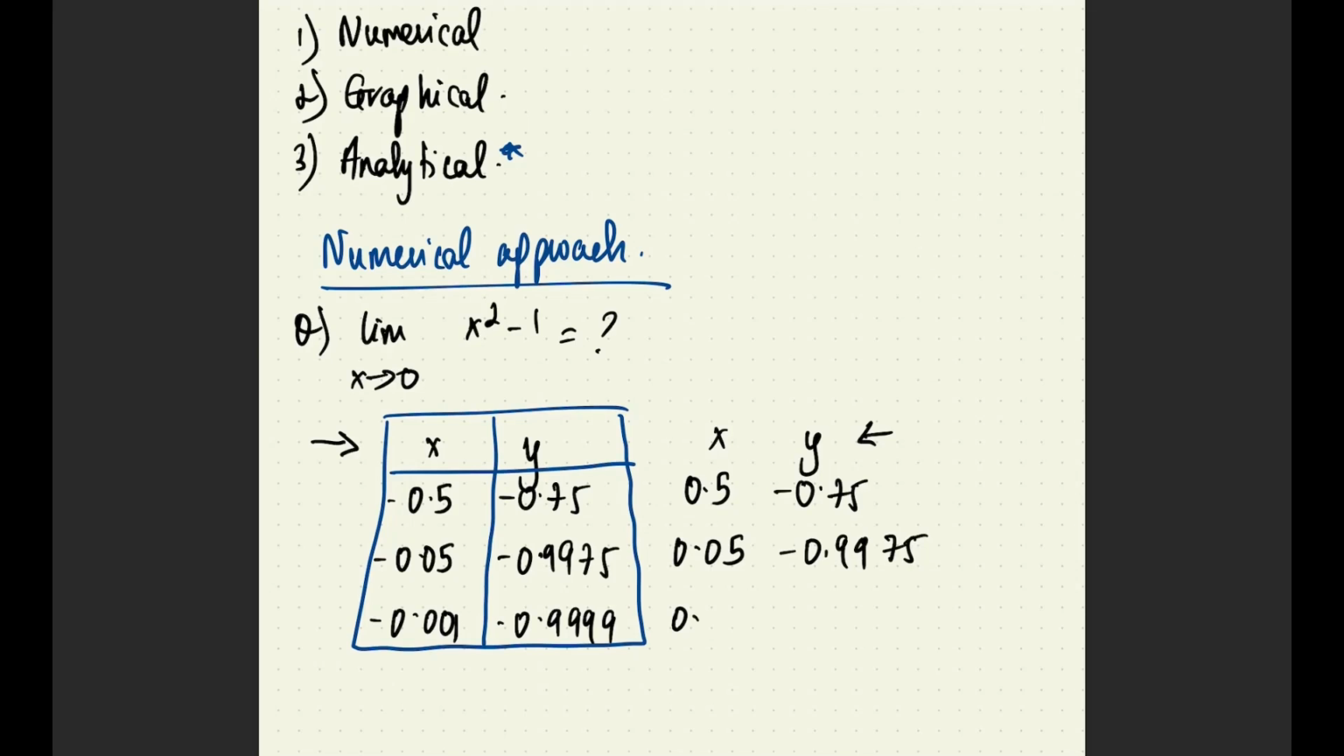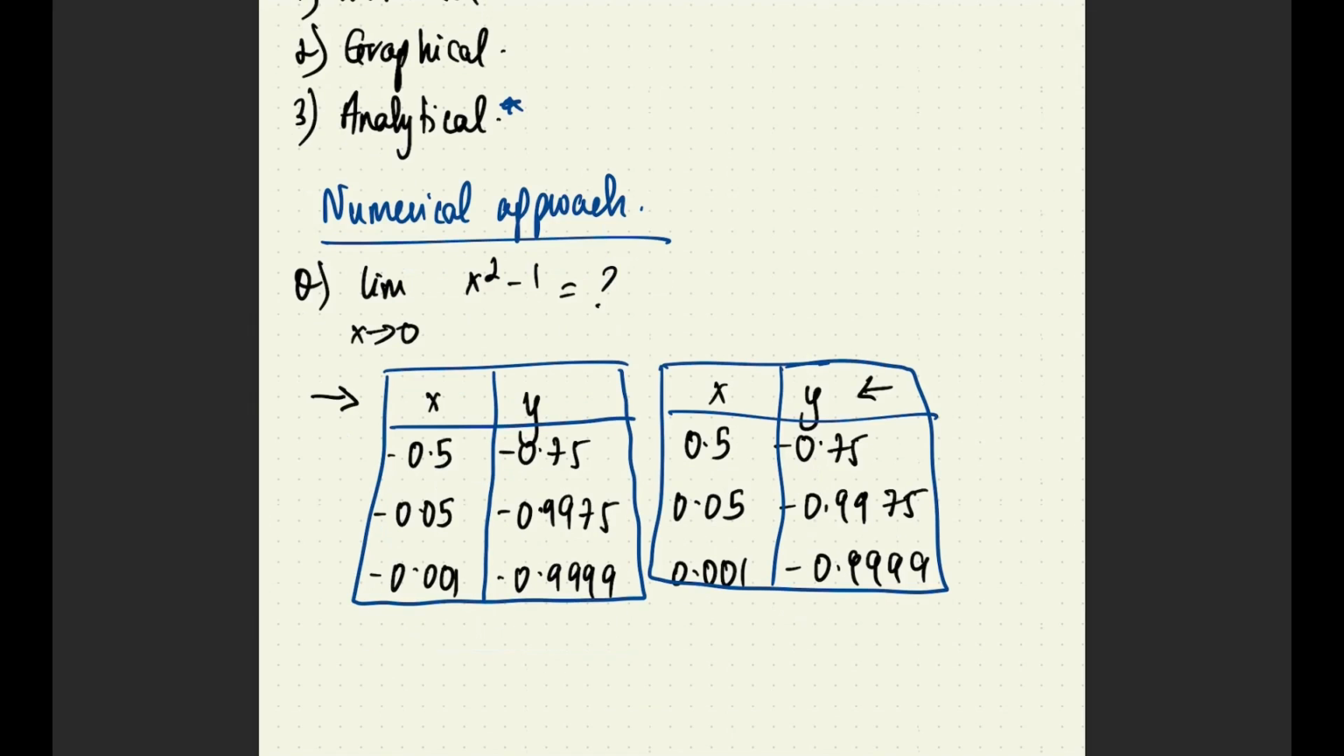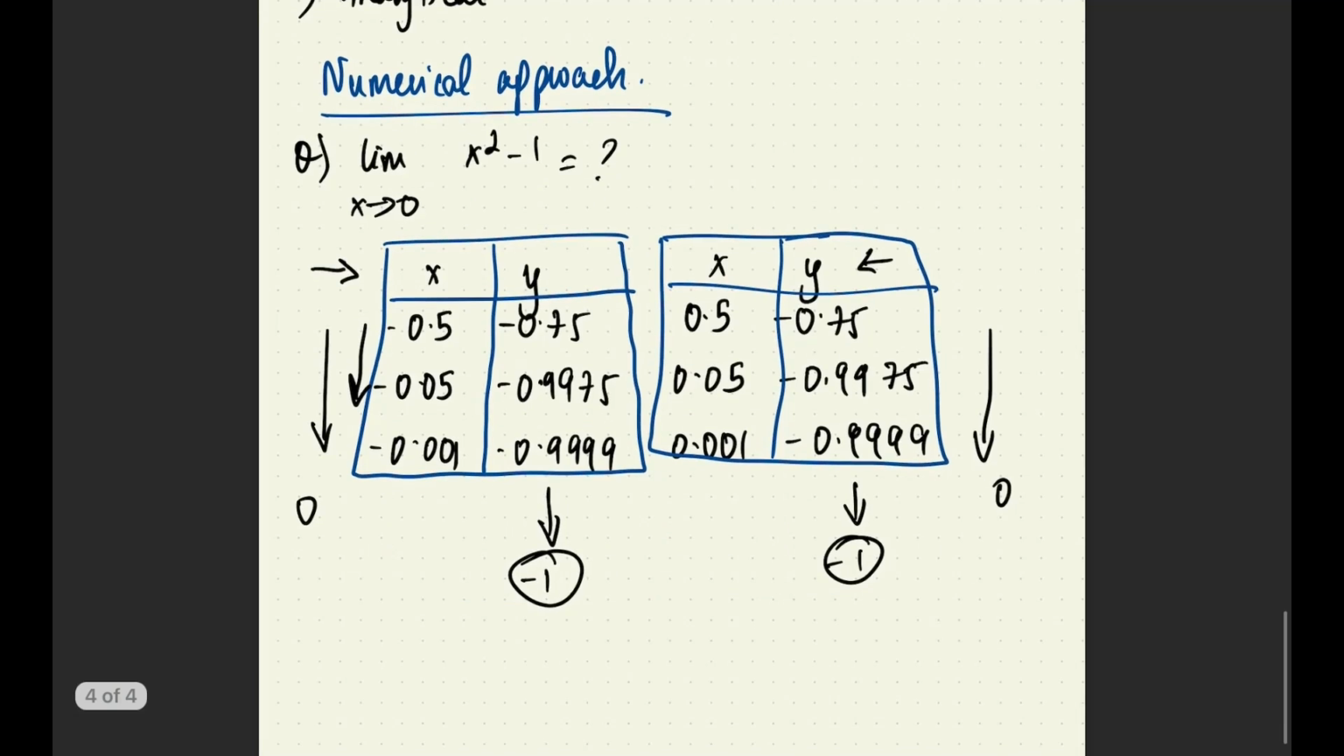When x is 0.001, the y value is minus 0.9999. Alright, so just like how we did in the previous example, it's safe to assume that as x is getting closer and closer to 0, the y value is getting closer and closer to minus 1, right? So therefore, we can say that the limit as x approaches 0 of x squared minus 1 is equal to minus 1. Again, I'm putting a little emphasis over here just so you get the idea of what we're doing.